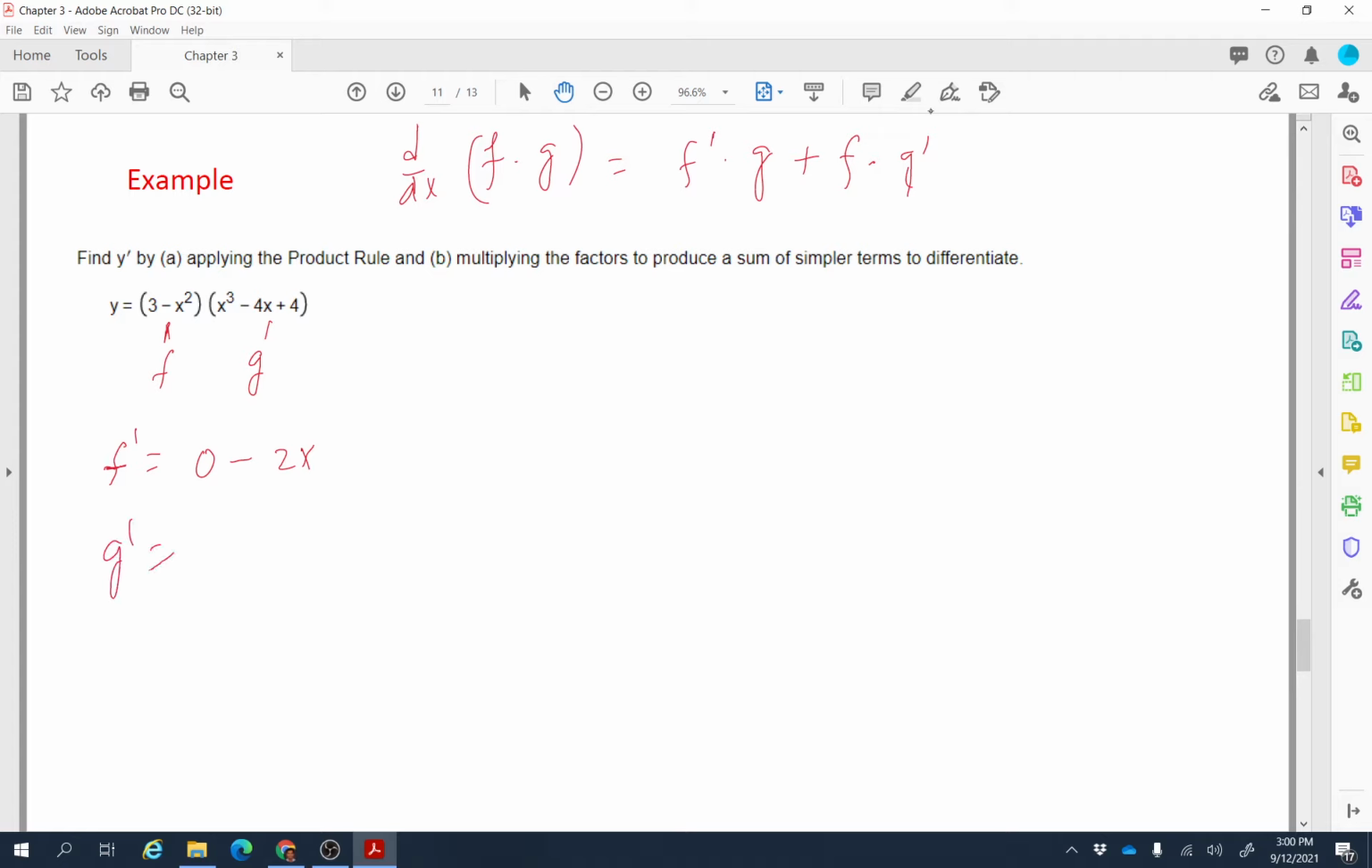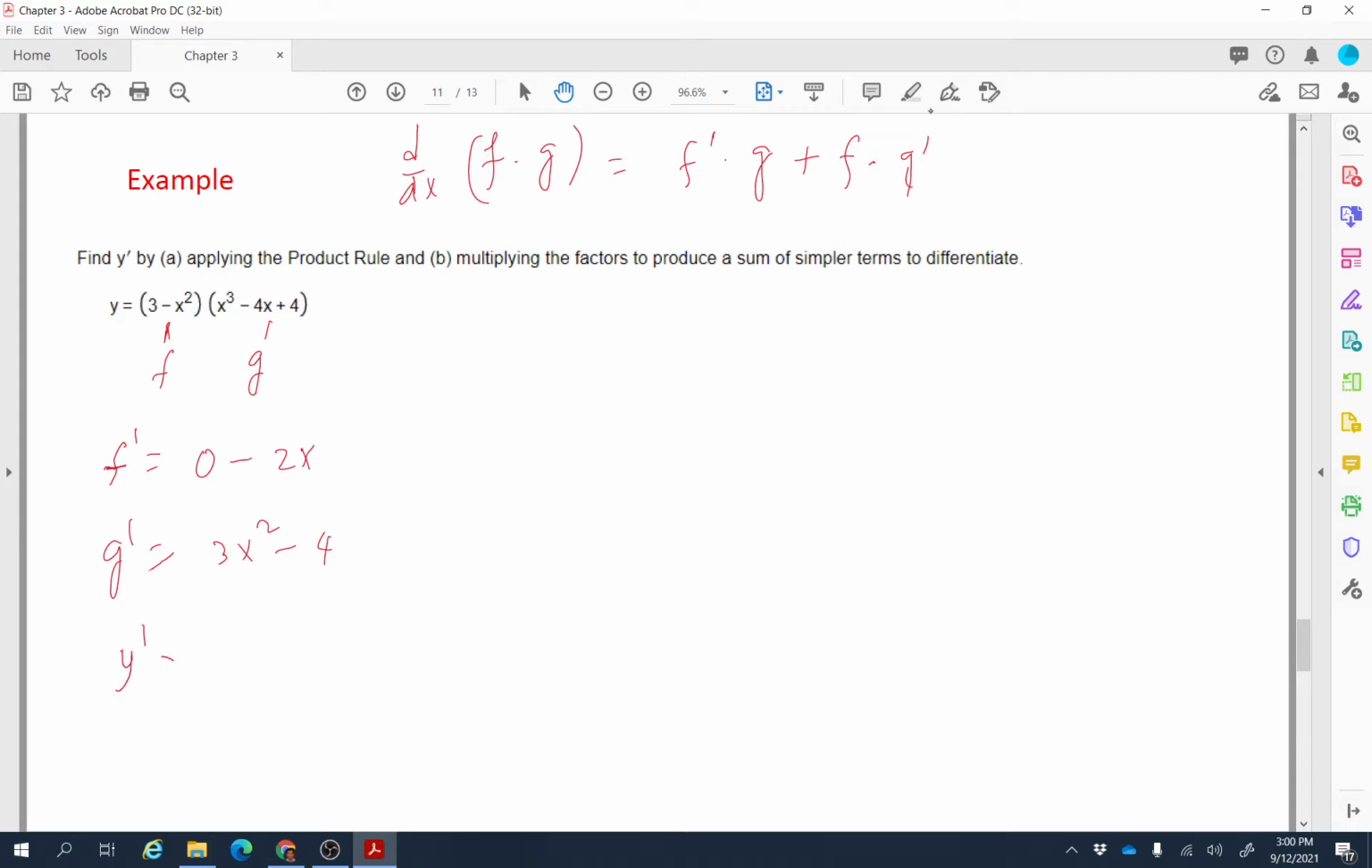G prime is the derivative of this part. So the derivative of the first is 3x square, minus the derivative of the second one, which is negative 4, and the last one, the derivative of 4 is 0. So f prime is negative 2x, g prime is 3x square minus 4.